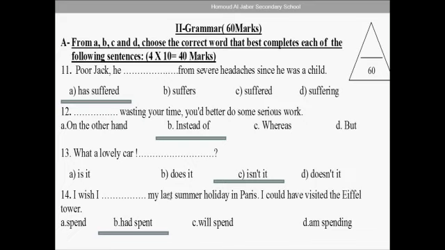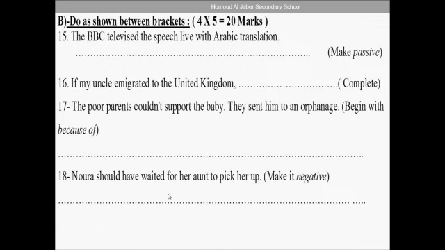That's it. Good. Now let's move to the second part of the grammar. It's shown and it's a new type of question. You have to be careful about it because it really needs good skill from the students to know what is asked, what is in between brackets. Here he will give you 4 sentences and he will ask you to do something between brackets. The first one, the BBC televised the speech with the Arabic translation.